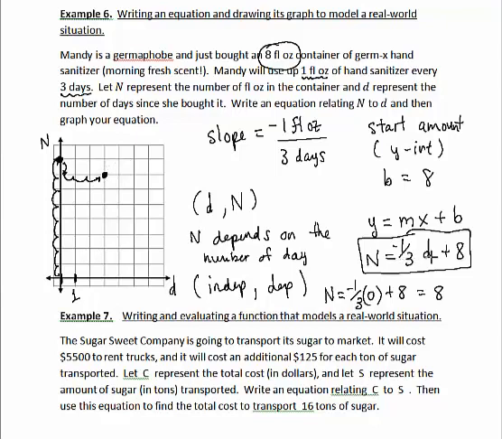Alright, so to graph this relationship between the number of fluid ounces of hand sanitizer and the number of days that have passed, we simply draw a straight line through the 2 points that we found. And so we can see that as the days pass, we're using our hand sanitizer up. We have a decreasing, a negative slope.